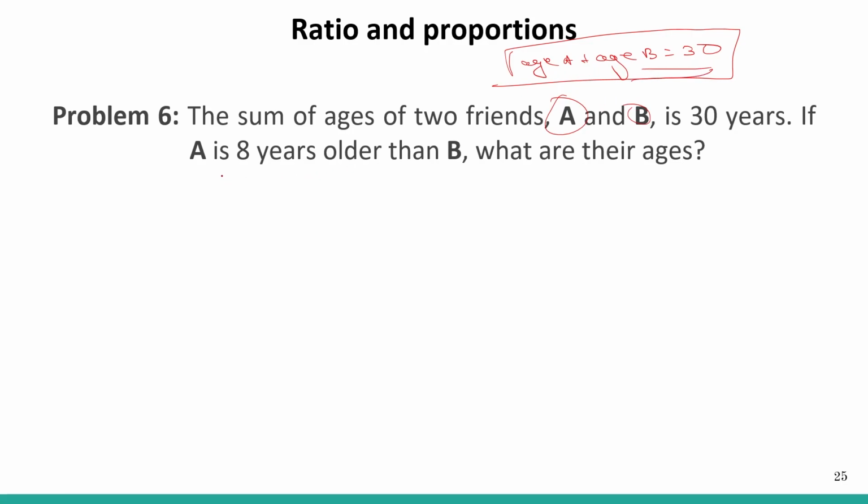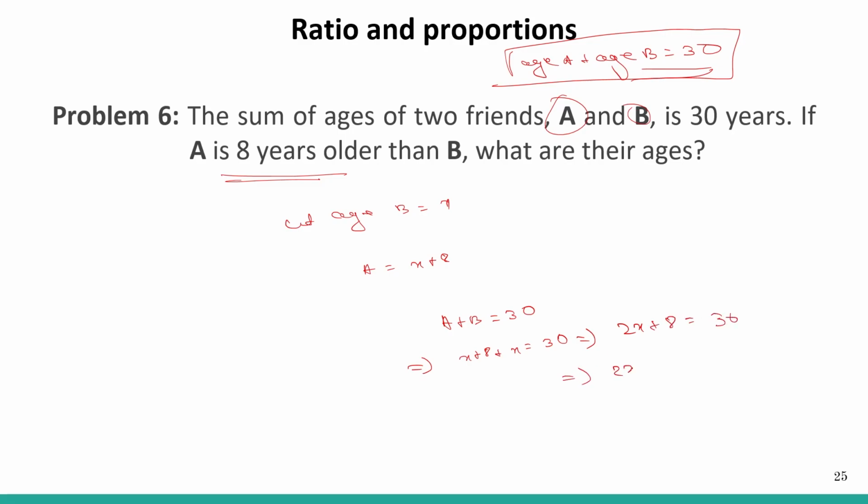Okay. So if A is 8 years older than B, let the age of B be X. So A is equal to what? X plus 8, as A is 8 years older than B. So we can get an algebraic equation out of this. A plus B is equal to 30. So X plus 8 plus X is equal to 30. So this implies that 2X plus 8 is equal to 30.